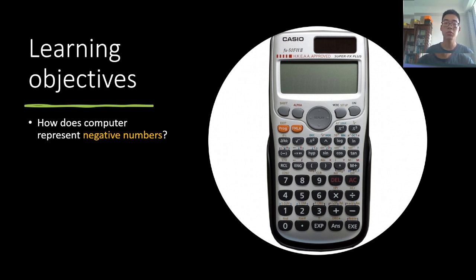Have you ever used this calculator in math or in physics? It is very smart, isn't it? But how does a computer represent negative numbers? We learned previously that inside a computer system, the computer uses binary, and we know how to convert a positive number to its corresponding binary. So today we are going to learn how a computer represents negative numbers.